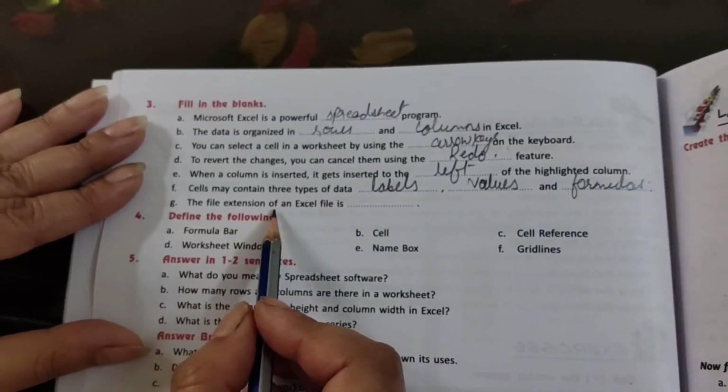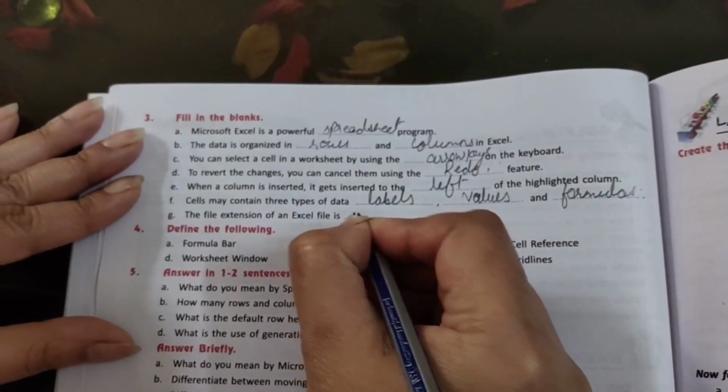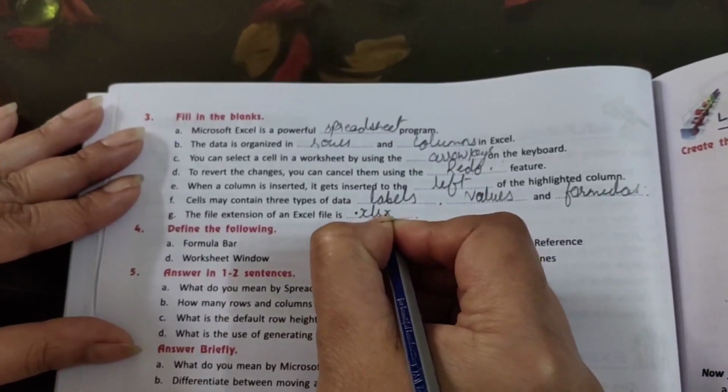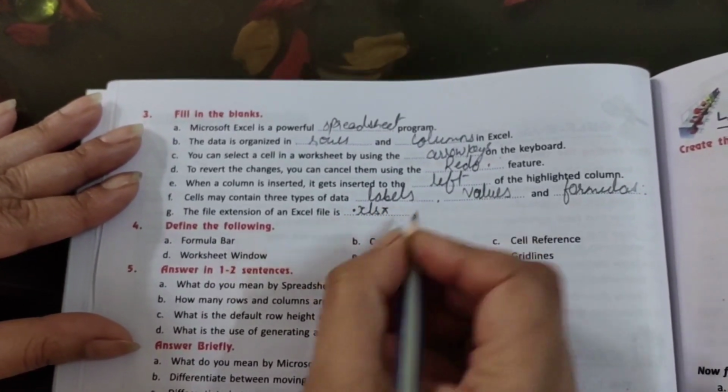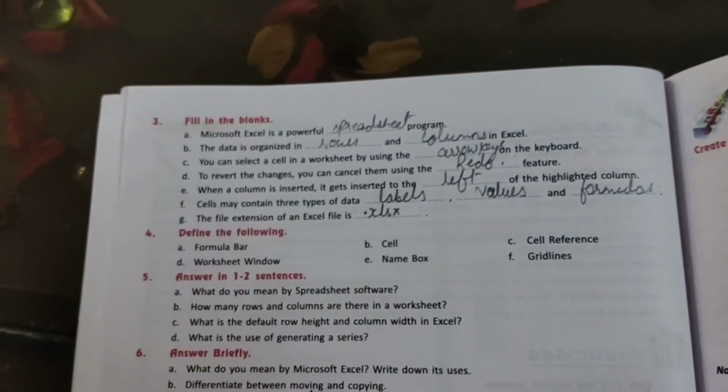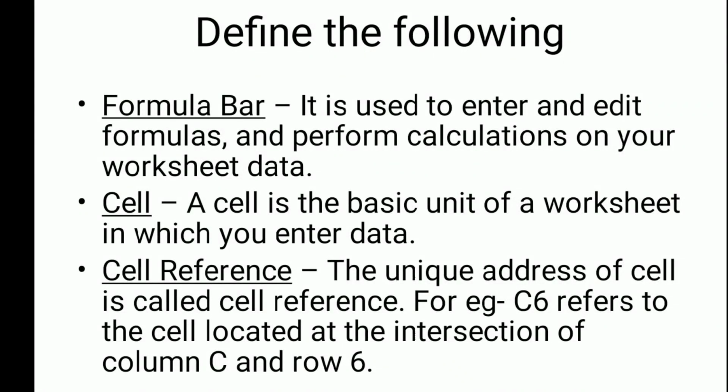The file extension of an MS Excel file is .xlsx. Child, these characters are supposed to be in small letters. Next question we have, define the following. First, formula bar. It is used to enter and edit formulas and perform calculations on your worksheet data. Second, cell. A cell is the basic unit of a worksheet in which you enter data. Third, cell reference. The unique address of a cell is called cell reference.